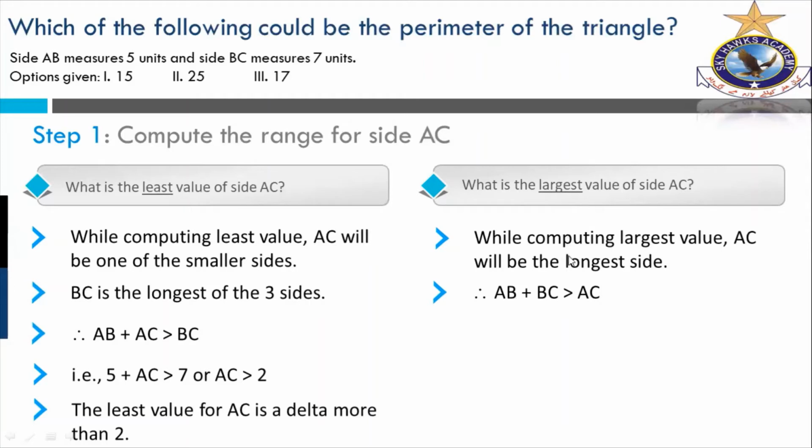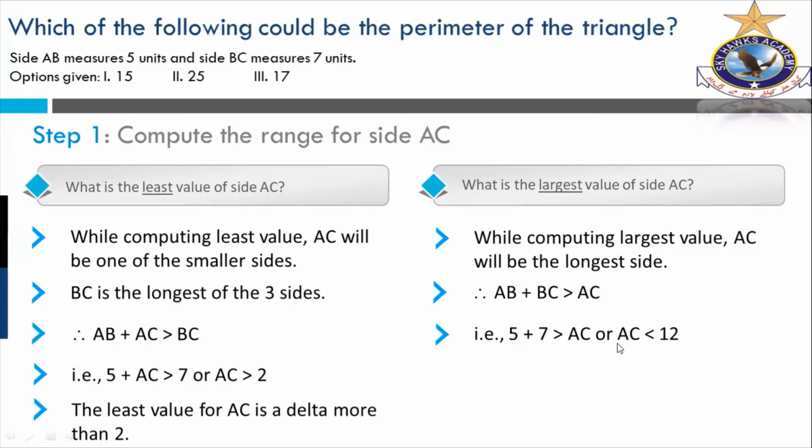So this can be written as: the sum of the other two sides must be greater than AC. This time we have AB and BC, and we are looking for AC. Put the values: AB is 5 and BC is 7. So AC is less than 12.